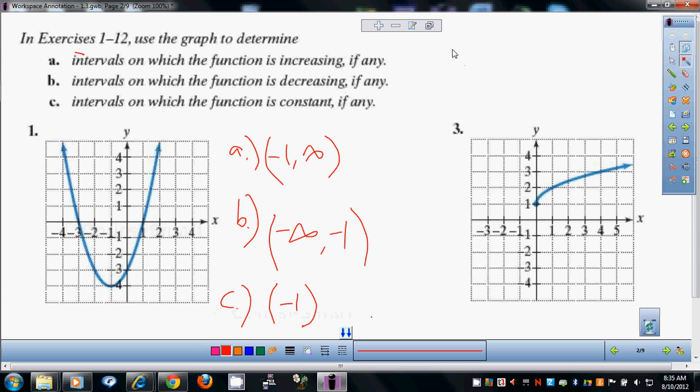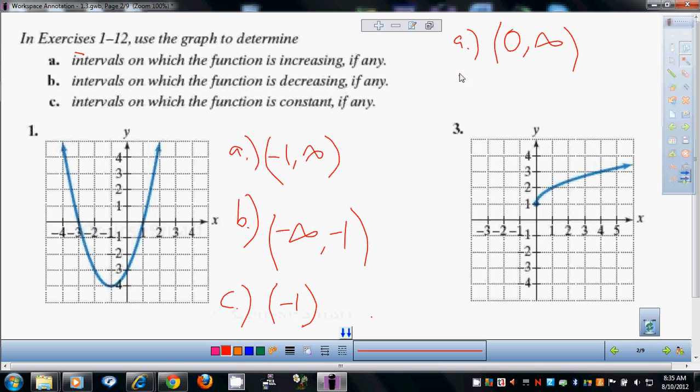Number 3, who thinks you can tell me the interval of increasing? Anybody? Where's that thing going uphill? Throwing it out there. Zach, what do you think? Where's that thing going uphill? You nailed it. Starting at 0 to infinity, it's just rising.